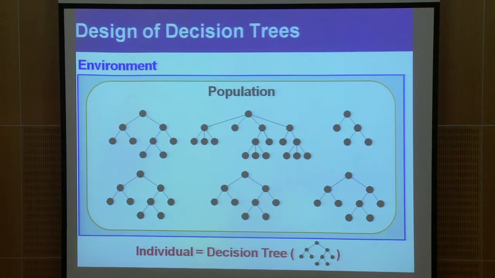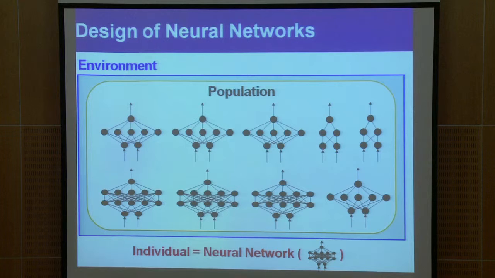This idea can be used for the design of decision tree in this figure, and also can be used for the design of neural networks. In this case, the individual is a neural network.